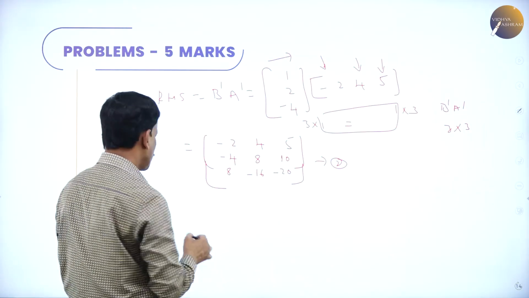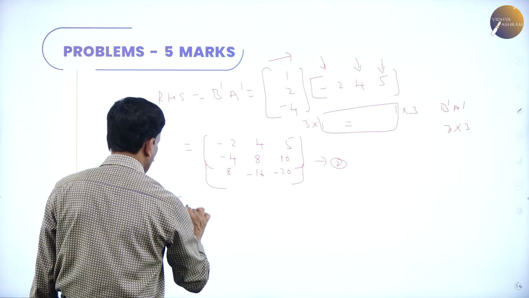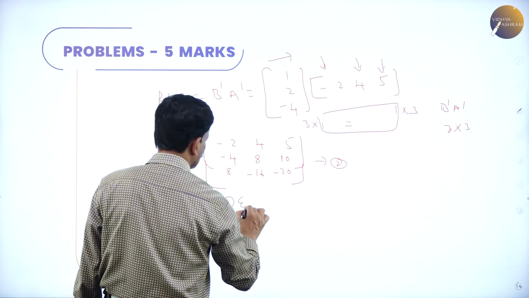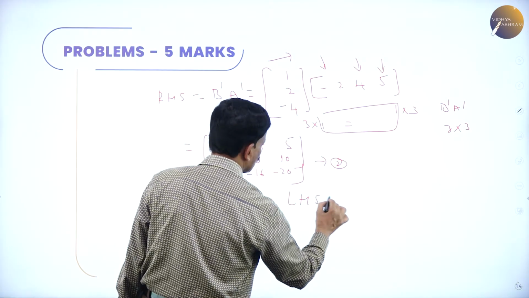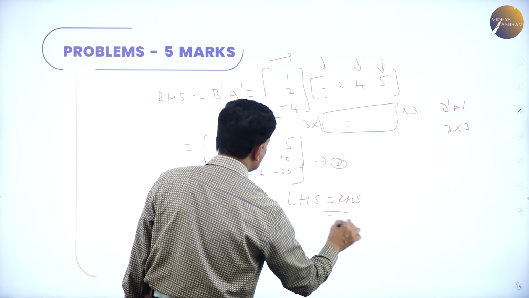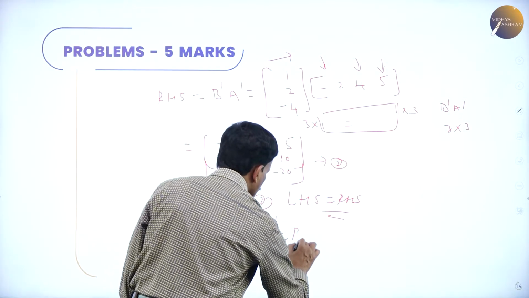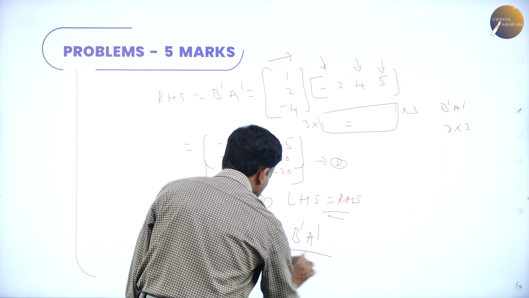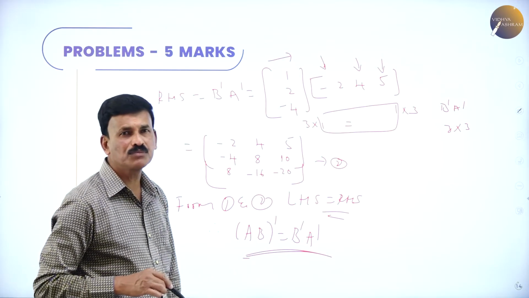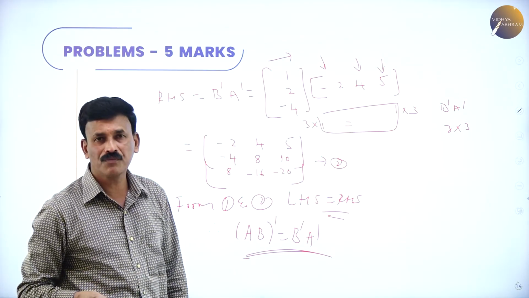So from 1 and 2 we can say that LHS is equal to RHS. Therefore AB whole dash is equal to B dash into A dash. This is also a very important type. This is called the reversal law of transpose.